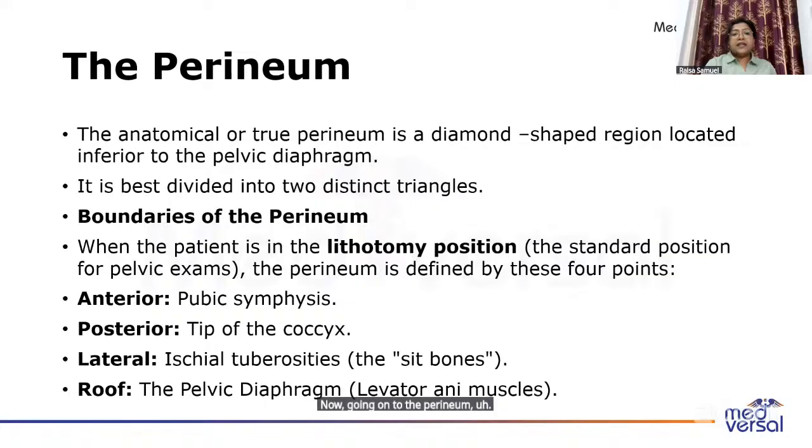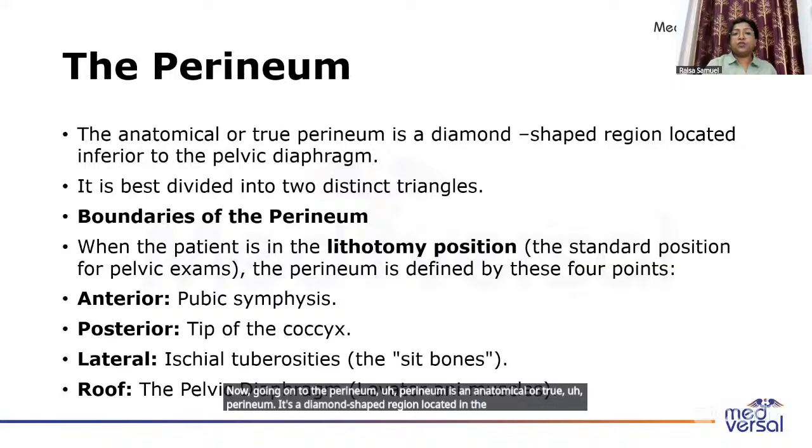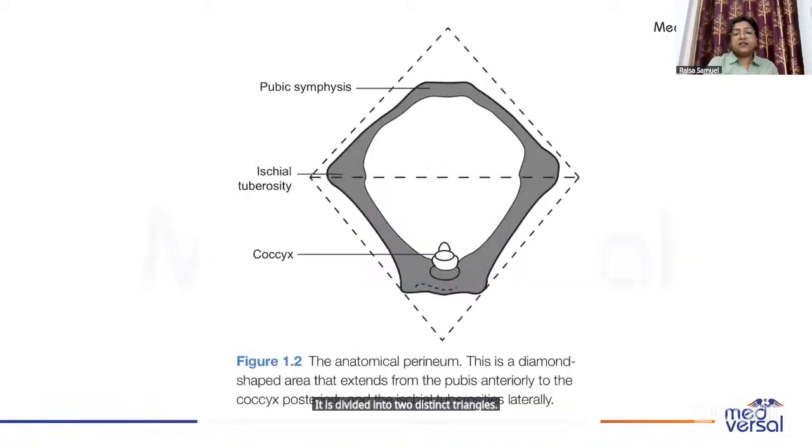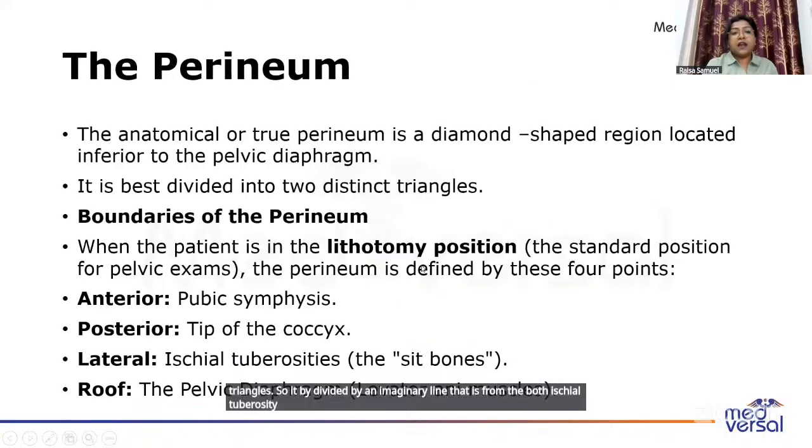The anatomical or true perineum is a diamond-shaped region located inferior to the pelvic diaphragm. It is divided into two distinct triangles. It is divided by an imaginary line drawn between the two ischial tuberosities, and two triangles are formed.